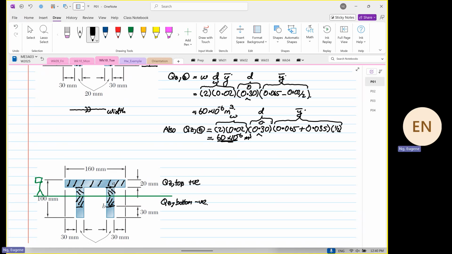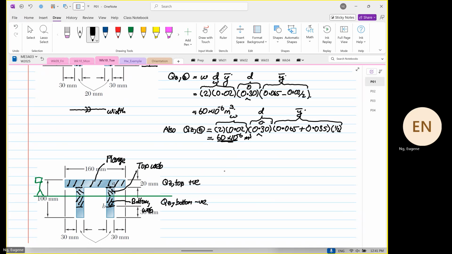Okay, so I'm going to call this our flange, and I'm going to call this top web, and I'm going to call this bottom web. Okay, as I said, the answers should be the same.